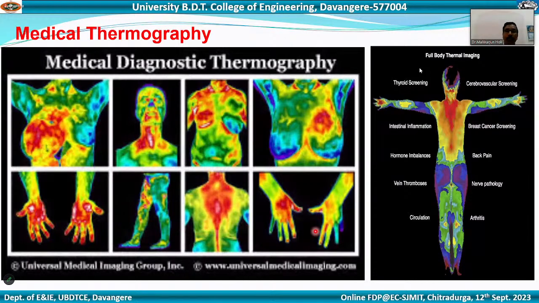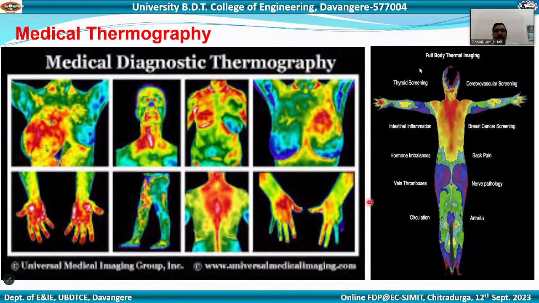So when you image the human body, if there is an abnormal activity, that particular part looks reddish in nature. There is a lot of scope to work on. It is still not widely used for diagnostic purposes. A lot of research is going on.